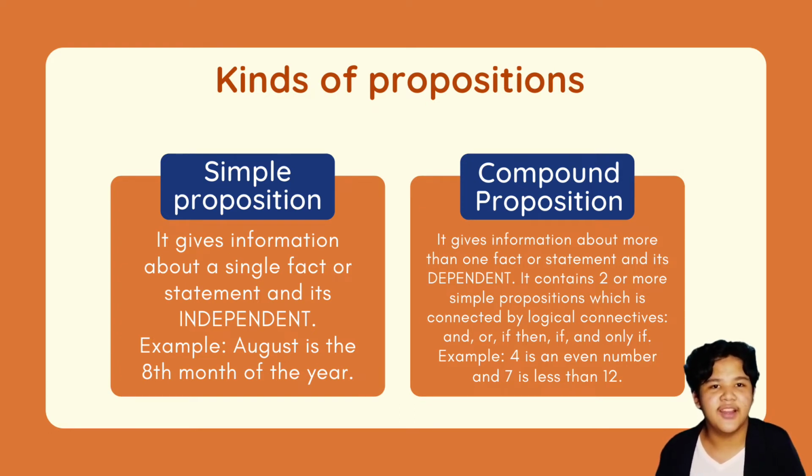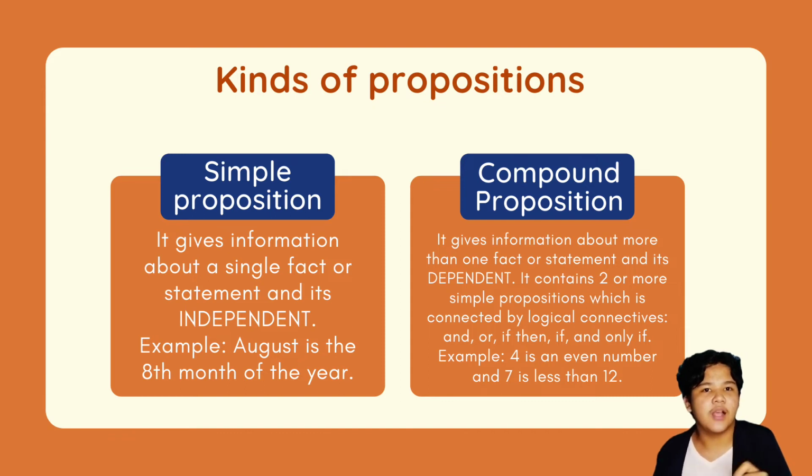A compound proposition, on the other hand, gives information about 2 or more facts or statements, and it's dependent. It contains 2 or more simple propositions, which are connected by logical connectives: and, or, which are to be discussed later. There are more which are not covered by my topic, and these are if-then and if and only if. Example: 4 is an even number and 7 is less than 12. We can observe that there is the logical connective and, which tells us this is a compound proposition. We can also say that there are two statements within this proposition: 4 is an even number and 7 is less than 12.